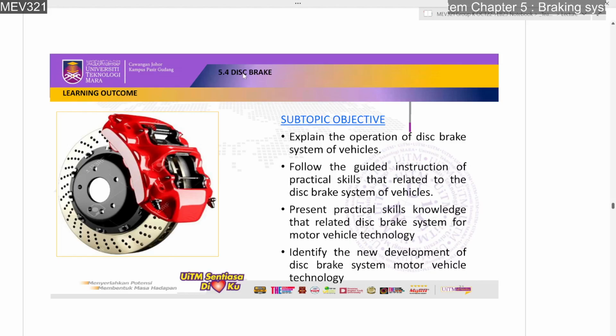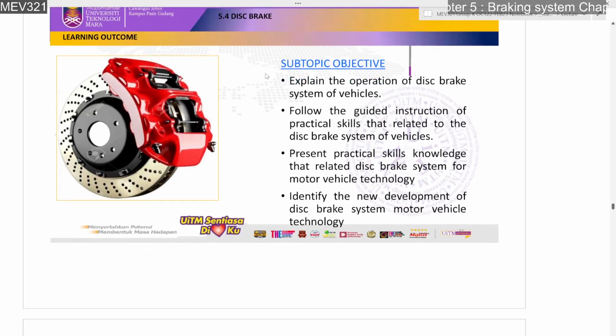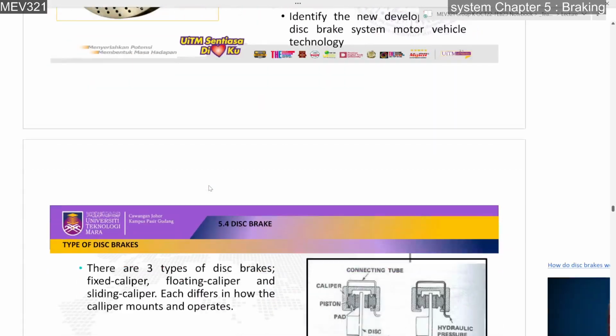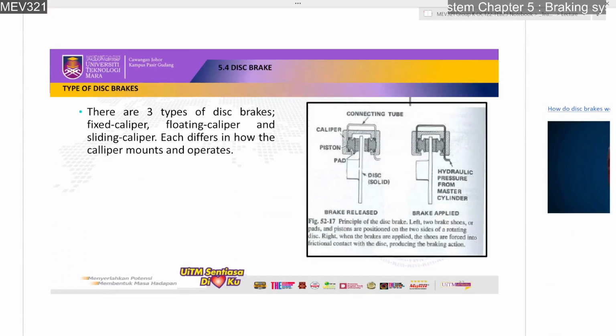Okay, so this is the second type of our brake system, our automotive brake system. Okay, and for sure for the disc, we must have a disc lah. Okay, and then we have caliper, and we also will have pistons. Okay, so normally we have three types of disc brake. Okay, fixed caliper, floating caliper, and sliding caliper.